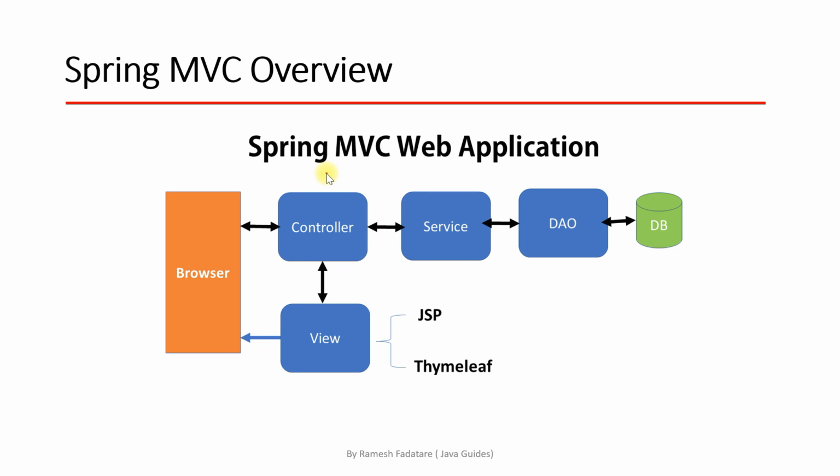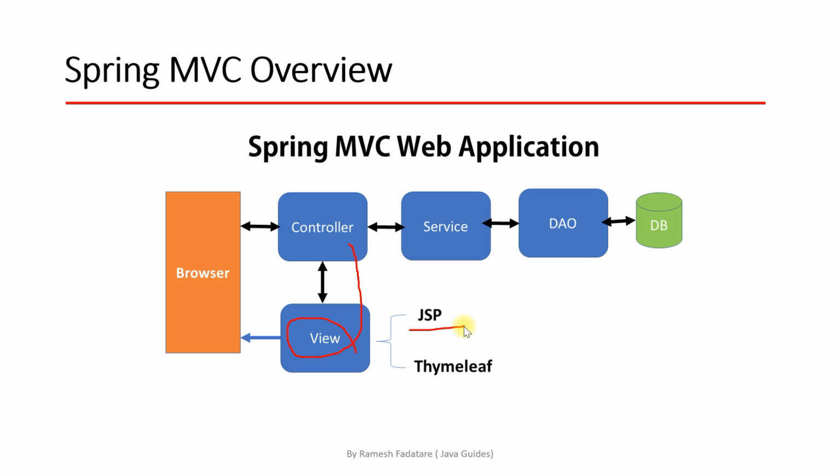And the main advantage of Spring MVC is that it provides a separation of concern. For example, here we have a controller, view and model, right? And these three components are separate. Alright, so main advantage of Spring MVC is that it provides separation of concern. For example, controller component is different, view component is different, and model component is different.